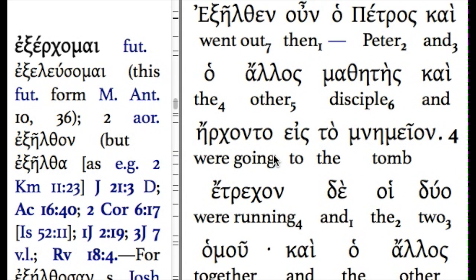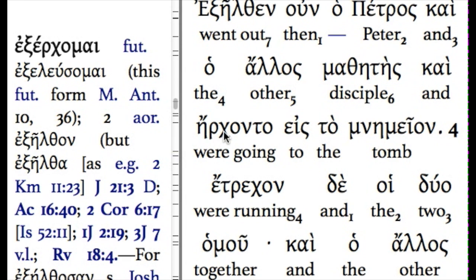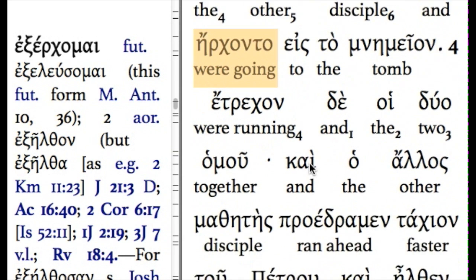Oh, here we go again. Erchonto. What's that from? Erchomai. Now you'll notice that erchonto is a secondary middle passive ending, and we've got this augment. So erchomai became erchonto. Okay, the epsilon augmented to an eta, and then we put it in the past. Here it's imperfect, so it's ongoing in the past. So Peter and the other disciple were going, erchonto eis to mnemeion, to the tomb.